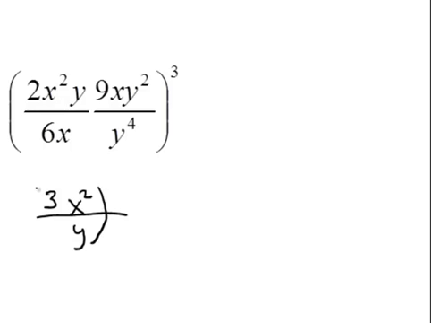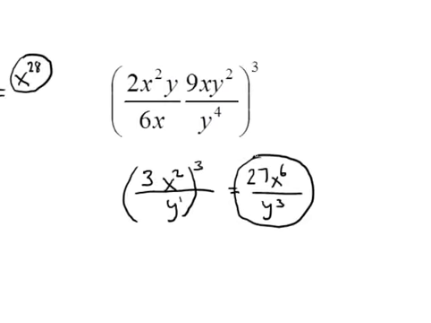And that whole thing is now reduced as much as possible, but it needs to still be raised to the 3rd power. And so this 3 can be distributed to the factor of 3, the power of x squared, and the factor of y in the bottom there. And so that gives me 3 to the 3rd on top, or 27. x to the 6th on top, 2 times 3. And on the bottom, y to the 1st times 3 is y to the 3rd on the bottom.